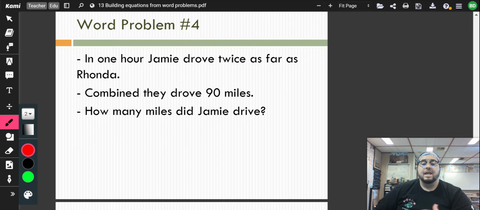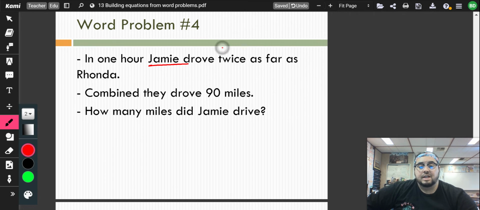It's basically saying that they both drove the same amount of time, so you know that you can set things equal, right? One's not driving for longer than the other. So in 1 hour, Jamie drove twice as far as Rhonda. So Jamie is one of the unknowns, and they drove twice as far. So that's going to be multiplying something by 2 as Rhonda. And Rhonda's our other unknown. Combined, they drove 90 miles. So combined again is coded for equals, and it's 90 miles. How many miles did Jamie drive?